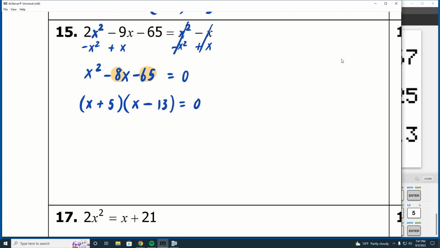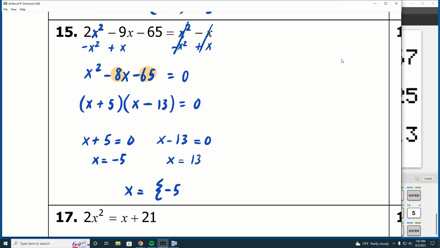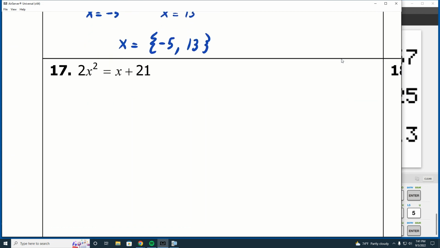So there it is. There's my two factors. What do I do with them? Set them equal to 0 and solve. So that first one, I'm going to subtract 5, so x equals negative 5. And the second one, I'm going to add 13, so x equals 13. So my two solutions for x include negative 5 and positive 13. We solved by factoring.